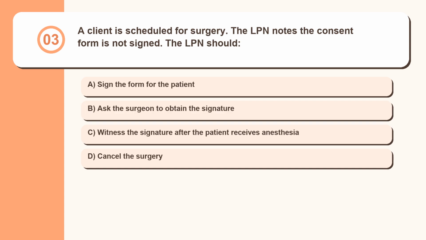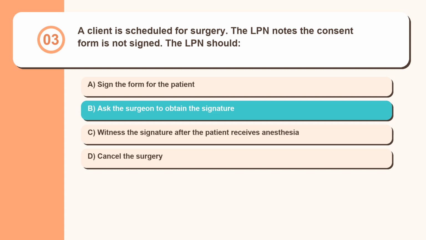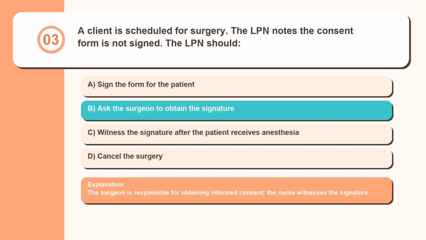Question 3. A client is scheduled for surgery. The LPN notes the consent form is not signed. The LPN should sign the form for the patient, ask the surgeon to obtain the signature, witness the signature after the patient receives anesthesia, cancel the surgery. The surgeon is responsible for obtaining informed consent. The nurse witnesses the signature.